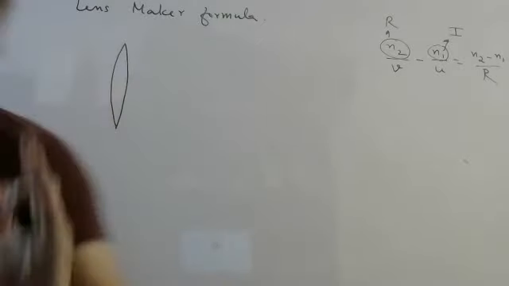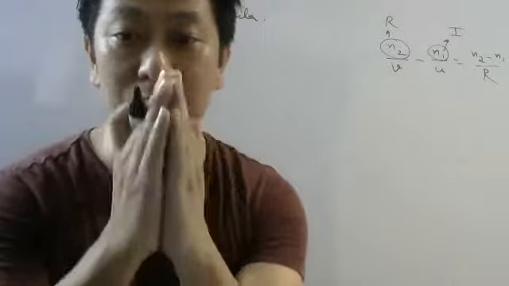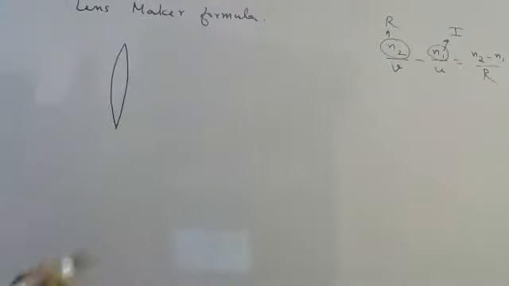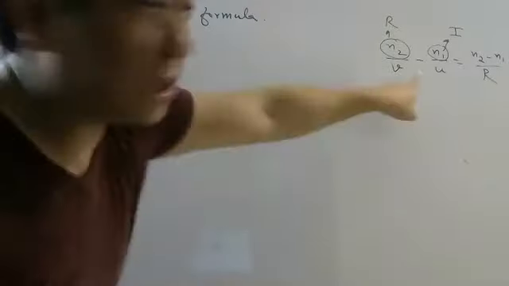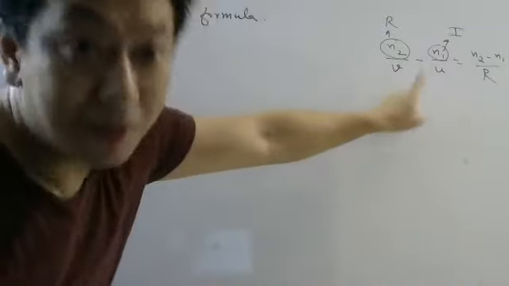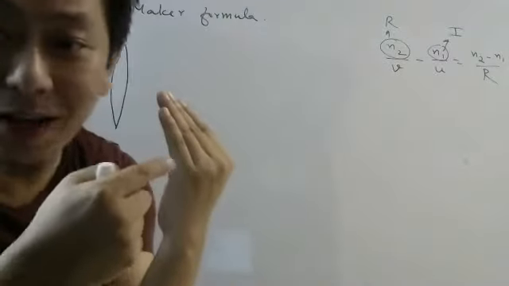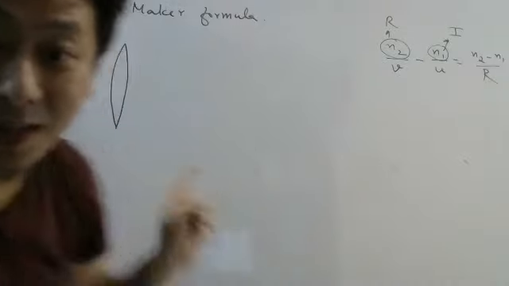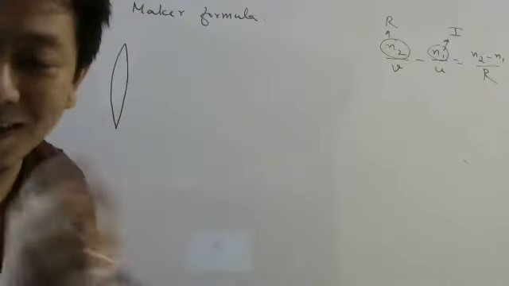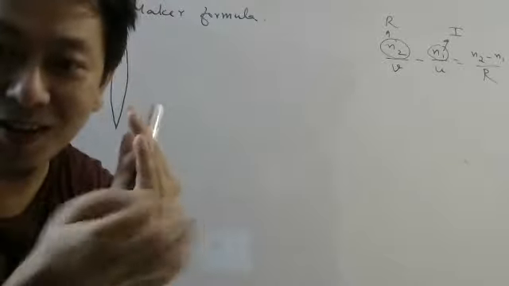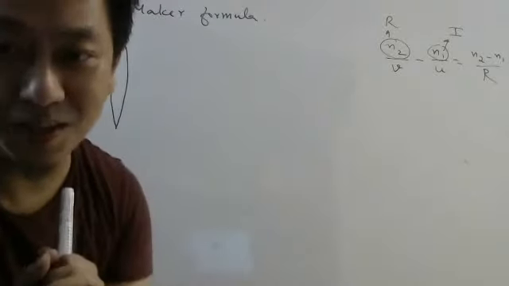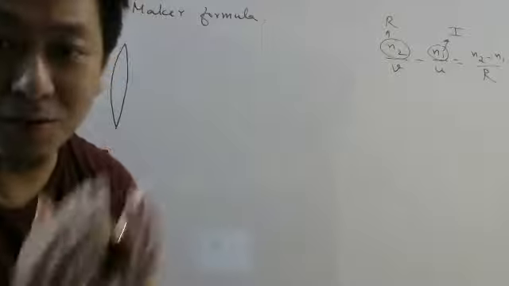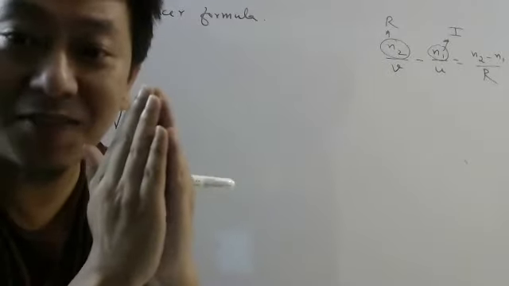Okay, your lens should not be very thick, remember, it should be thin. The reason for that is we are going to use this formula. Now in this formula, the distances are measured from the pole. But here there will be two poles. So I don't want that confusion. So in order to remove that confusion, I'm going to consider the lens is very thin.